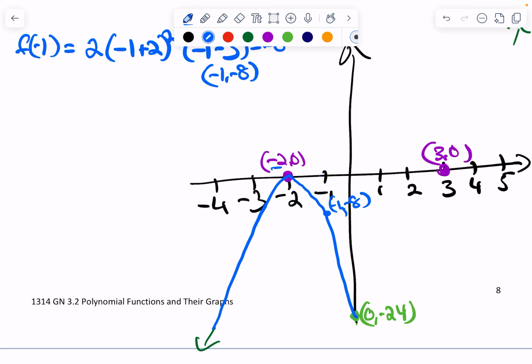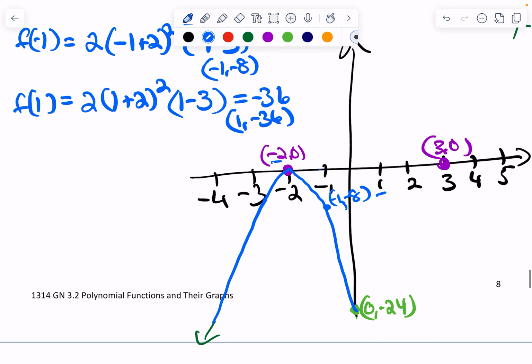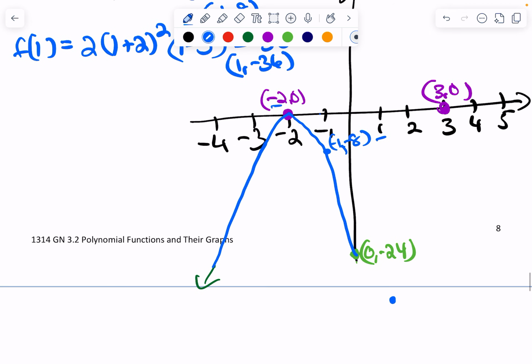Okay, we already had 0 calculated. Let's do 1. So f of 1 is going to be 2 times (1 plus 2) squared times (1 minus 3). Again, we're just plugging in where the x is in the original equation. And we get -36. So (1, -36) is going to be way down somewhere here. So it keeps going down. At some point, it's going to come up.